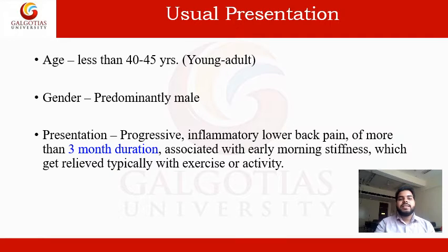Age is less than 40 to 45 years, and there is a gender predisposition, predominantly male. Males are affected more. The presentation is progressive inflammatory lower back pain of more than 3 months duration, associated with early morning stiffness, which typically gets relieved with exercise or activity.